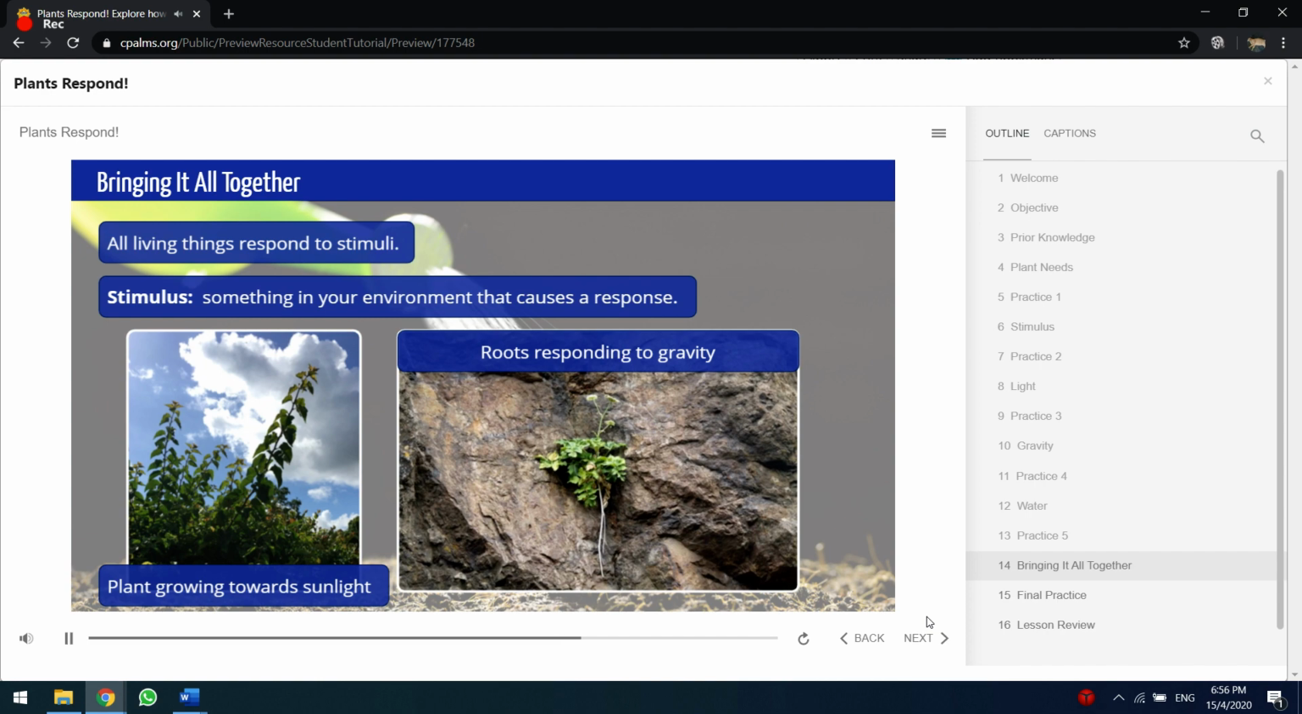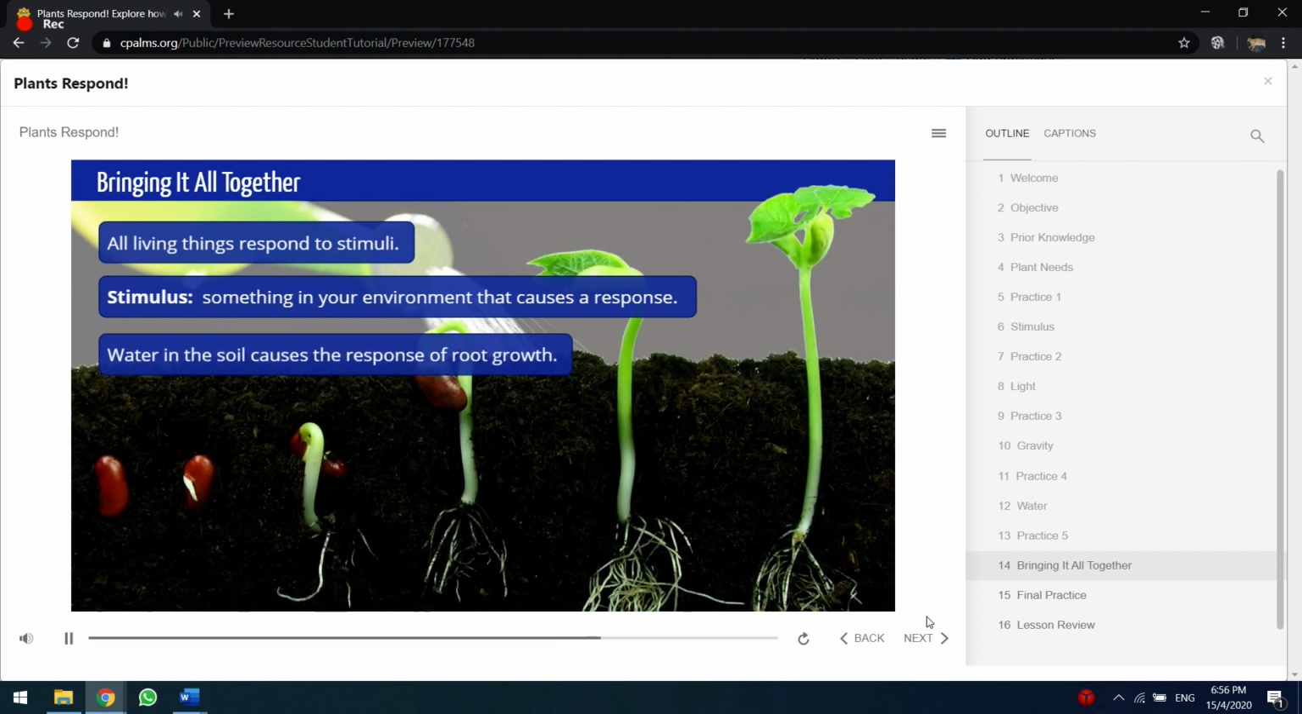We know that all living things need water. Plants will respond to the stimulus of water by absorbing as much of the water as possible. This means that as the plant gets older and grows bigger, it will direct the growth of the roots towards water. The ability of plants to respond to stimuli ensures their survival.